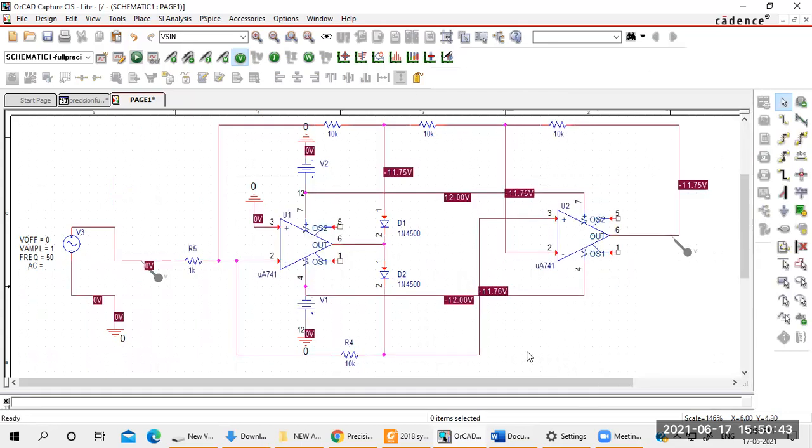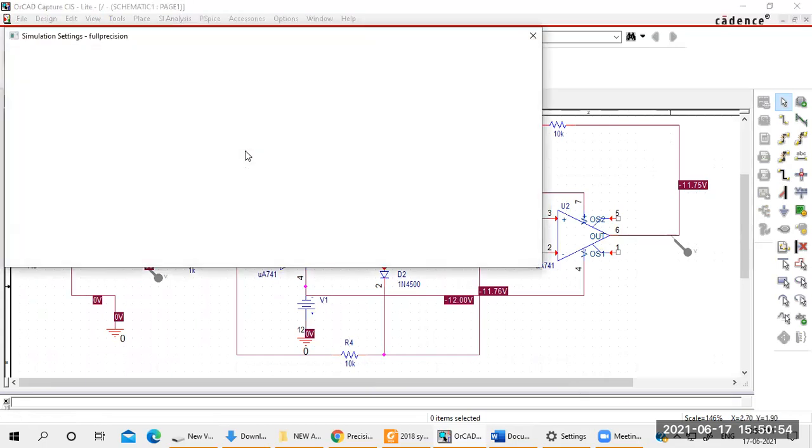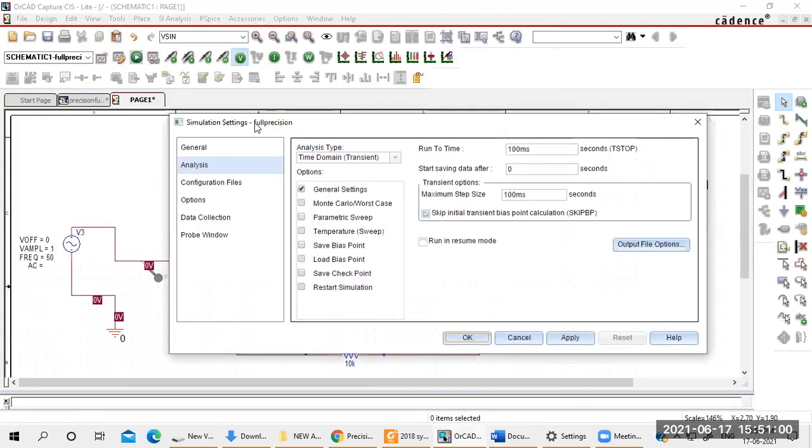After drawing our circuit diagram, we go to new simulation. After that, you have to choose the parameters, like analysis type. Take analysis type as time domain. In that you take runtime as 100 millisecond. Start saving data after is 0. The maximum step size is 100 milliseconds. Analysis type is time domain, runtime is 100 milli, maximum step is 100 millisecond here. Then apply, then click OK.